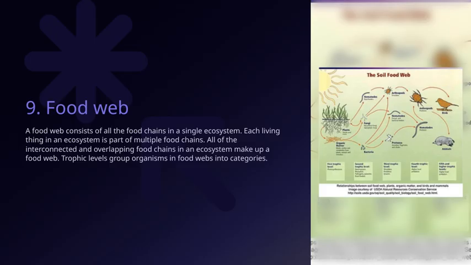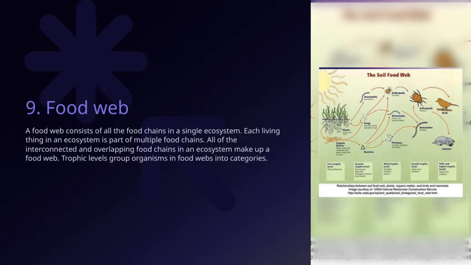Now, to help us understand these connections better, we use something called trophic levels. These levels group organisms based on their role in the food web, like producers, consumers, and decomposers. Recognizing these levels helps us see how energy flows through an ecosystem and why each piece is vital for maintaining balance. So, in the bigger picture, understanding food webs and trophic levels gives us a clearer picture of ecosystem dynamics, showing how all the parts are linked and depend on each other.